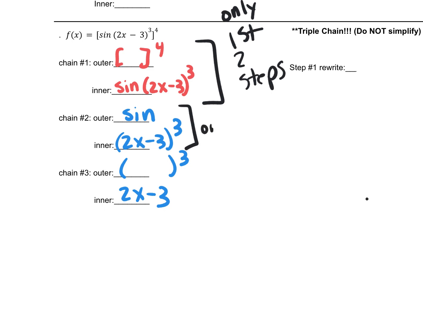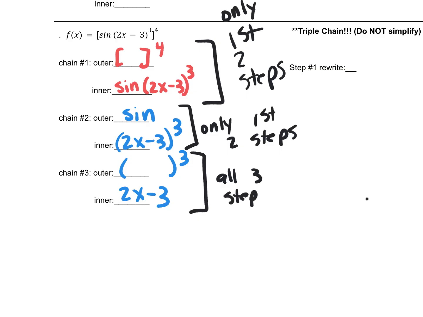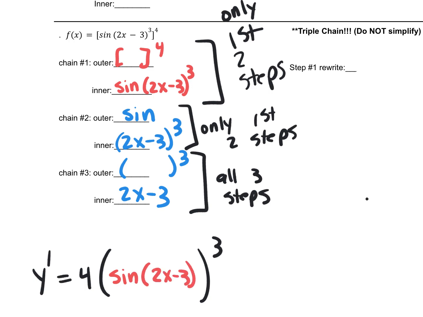Again, only the first 2 steps, and then you start over. And then finally, on the last chain, you do all 3 steps of the chain rule. All right, here we go. Chain number 1. The derivative of something to the fourth is 4 times something to the third. Second step, we plug in the inner as is. So we squeeze that in, the sine of 2x minus 3 to the third. There's the first 2 steps. All right, derivative of the outer, inner as is.